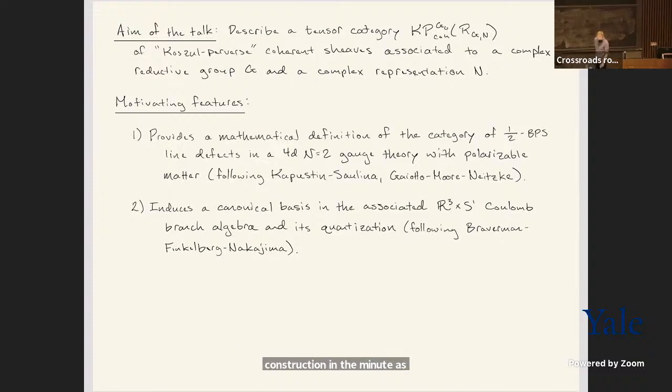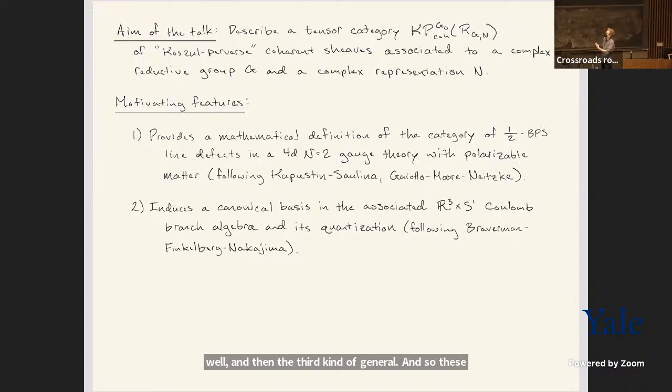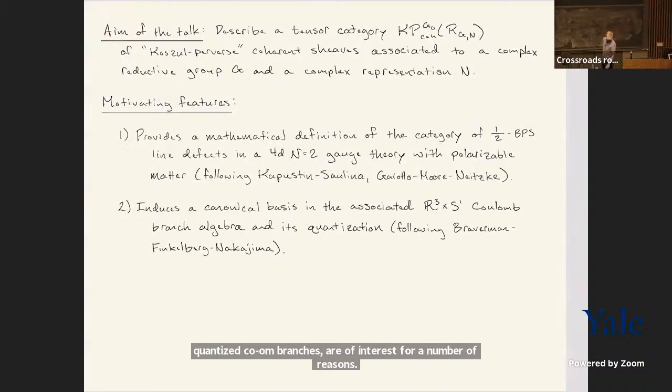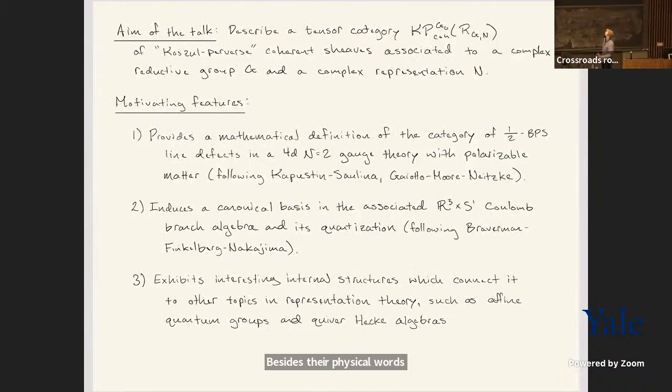These quantized Coulomb branches are of interest for a number of reasons besides their physical origin. The third general motivation is that these categories are going to turn out to be cousins of other tensor categories which are of independent and ongoing interest in representation theory, specifically the categories of representations of affine quantum groups and of quiver-Hecke algebras. So we'll see various structural features as we go along. Any general questions?